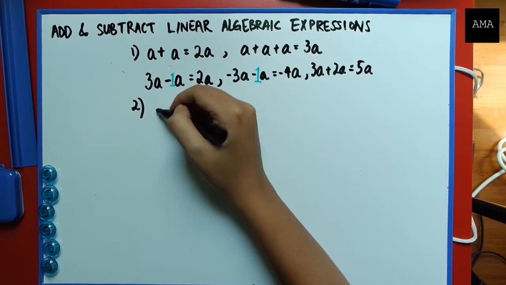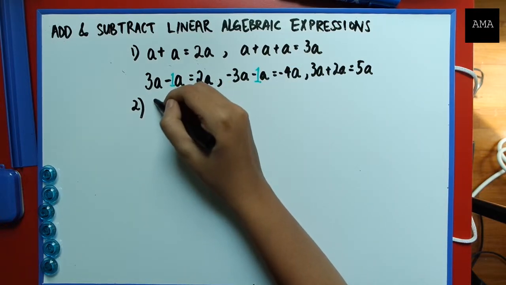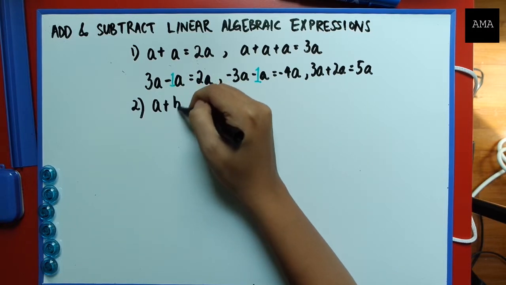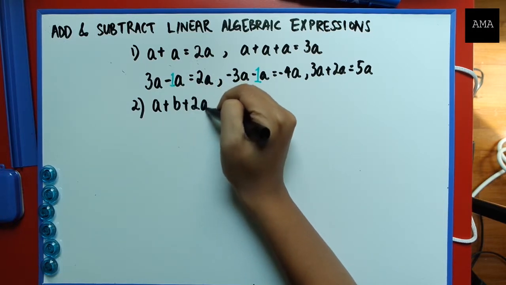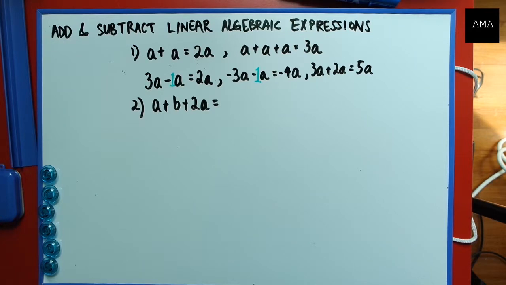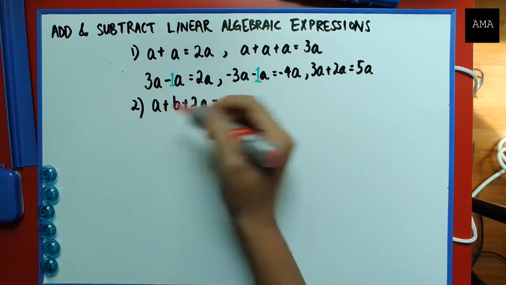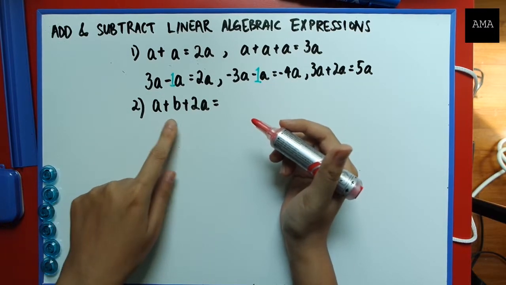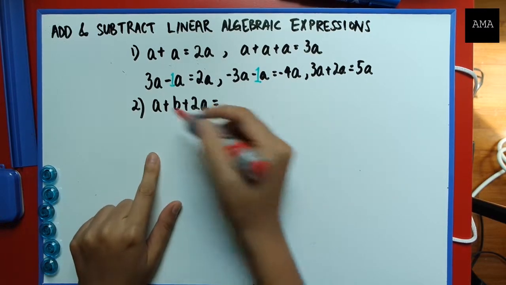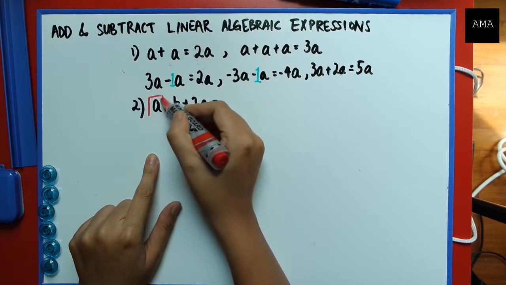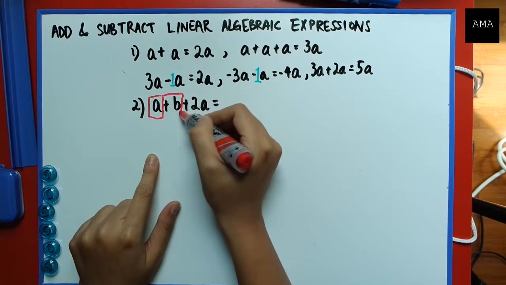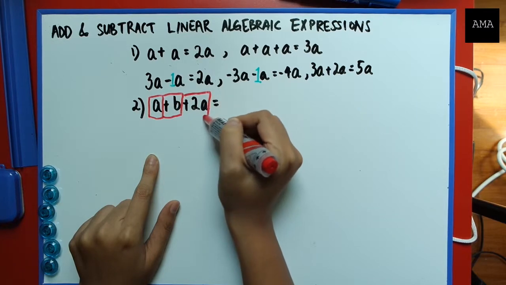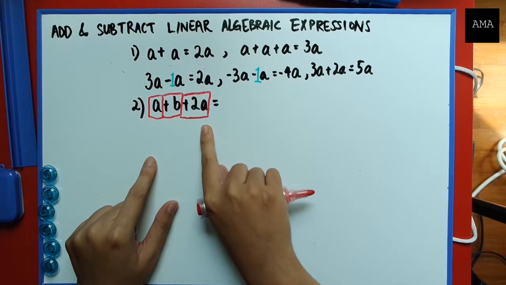What if I have 2 variables? What if I have A plus B plus 2A? The first thing that I want to teach you for this kind of question is that you must learn to break up your expression into the terms. I will call these terms. This is the first term, second term, third term. I will break it up like this into boxes or cards. It is important that you break this up correctly.